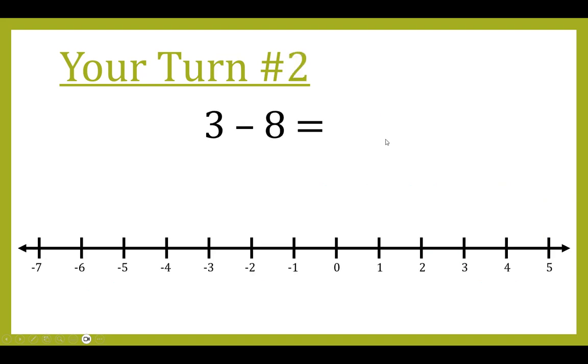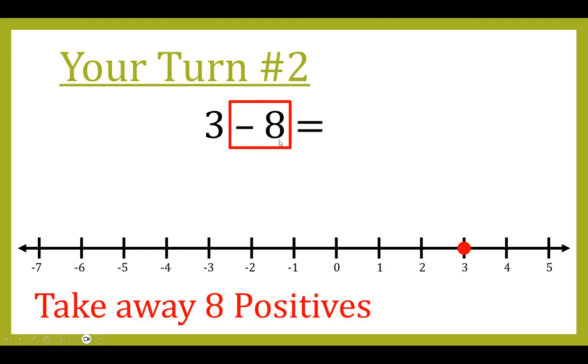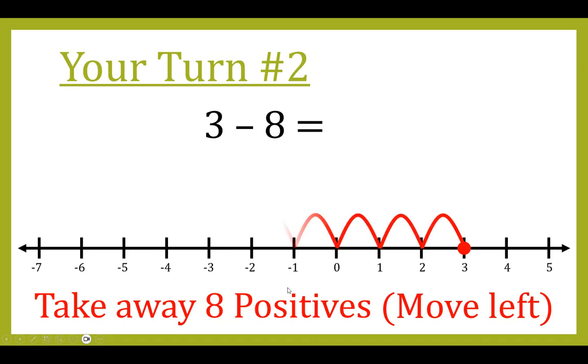Okay, so I'm on your turn number 2. If you want to pause the video, go ahead and pause the video. I'm going to locate the number 3 on the number line. So here I have +3, and I'm going to place a dot, and then I'm going to look at what am I doing. I am subtracting 8. That means I am taking away 8 positives. Well, if I'm taking away 8 positives, I am moving to the left. So from 3, 1, 2, 3, 4, 5, 6, 7, 8, I stop at -5. Therefore, my answer is -5.